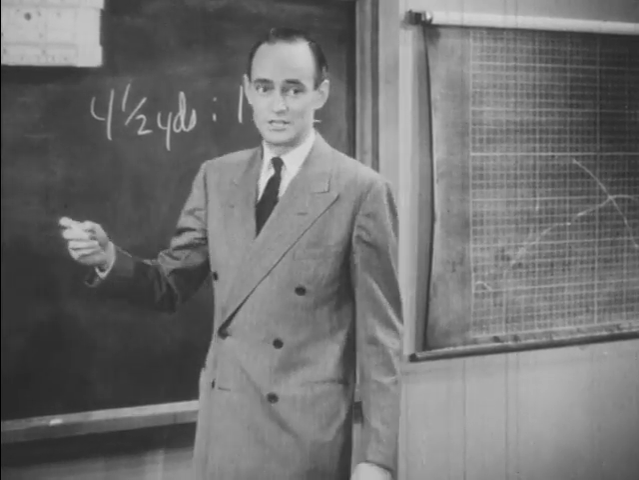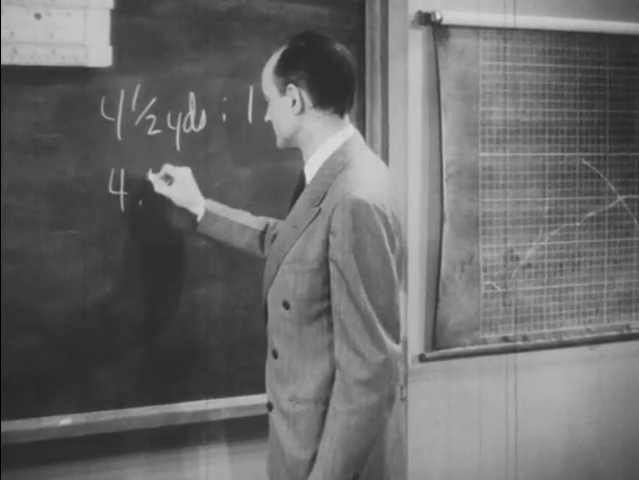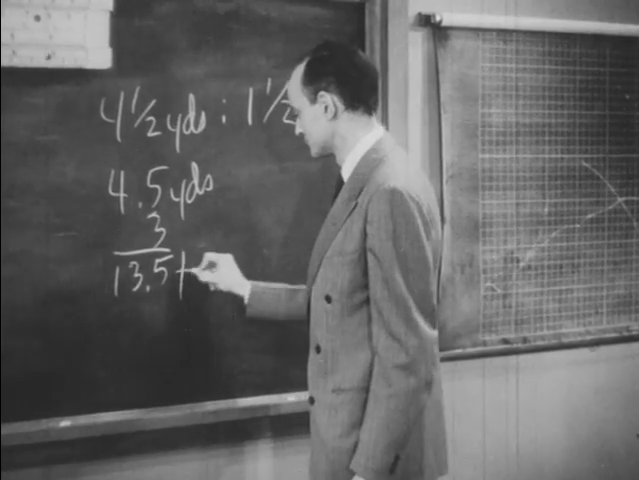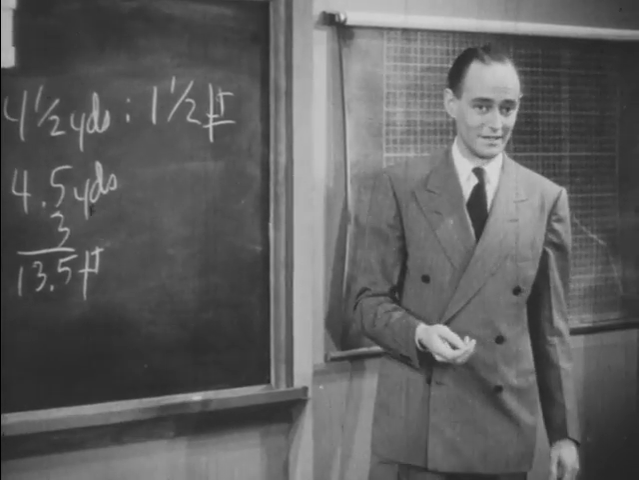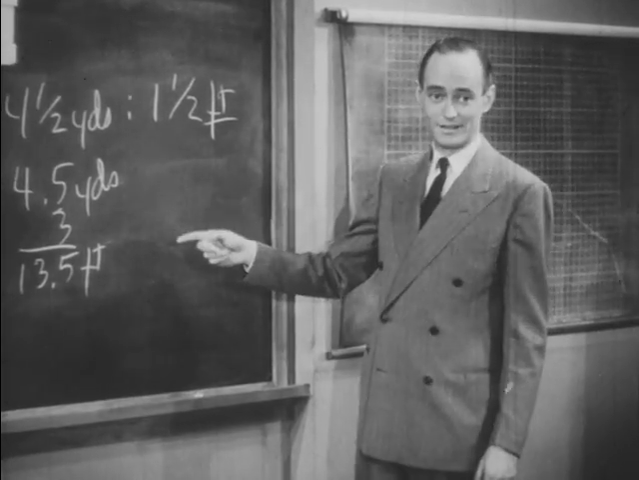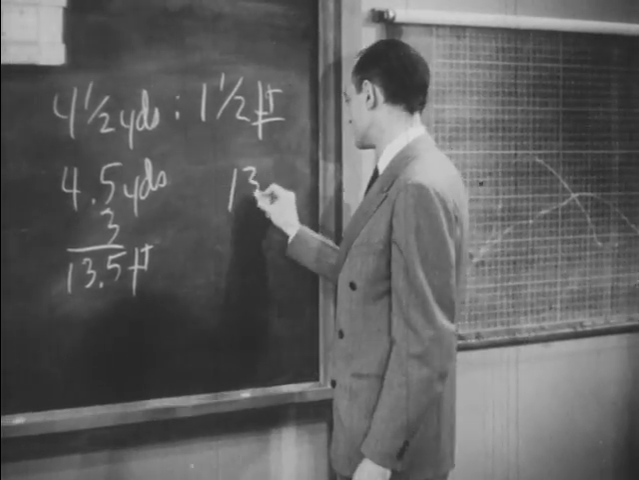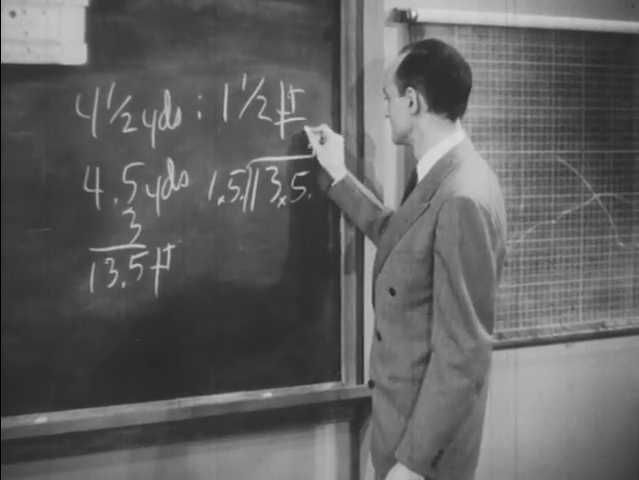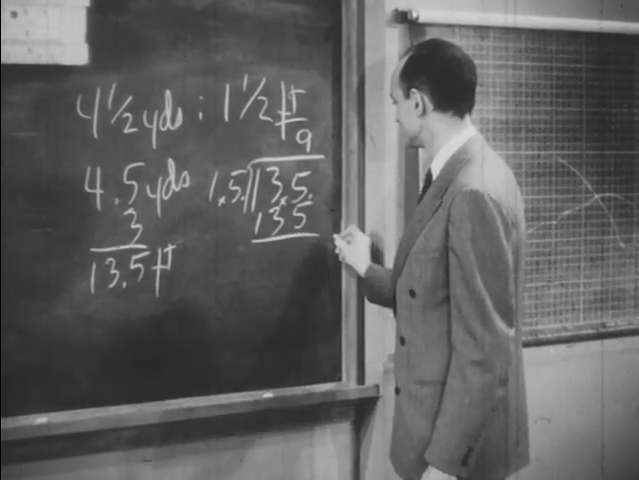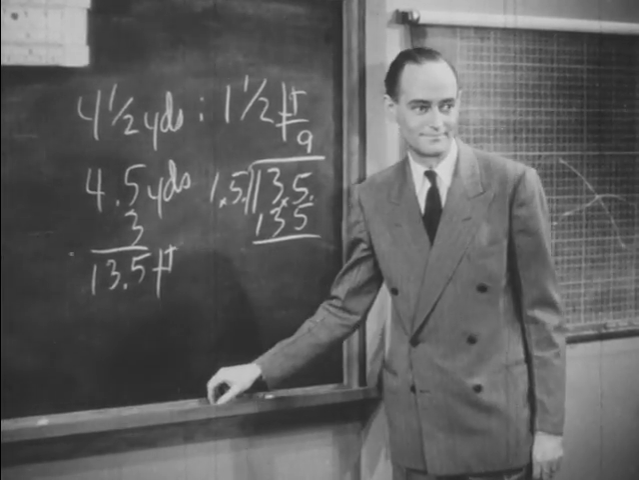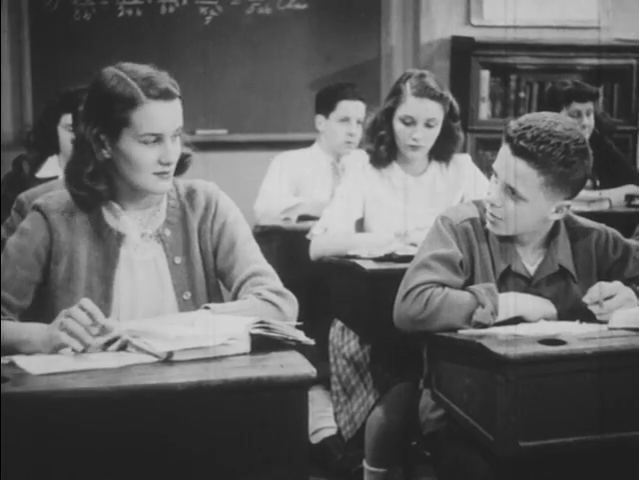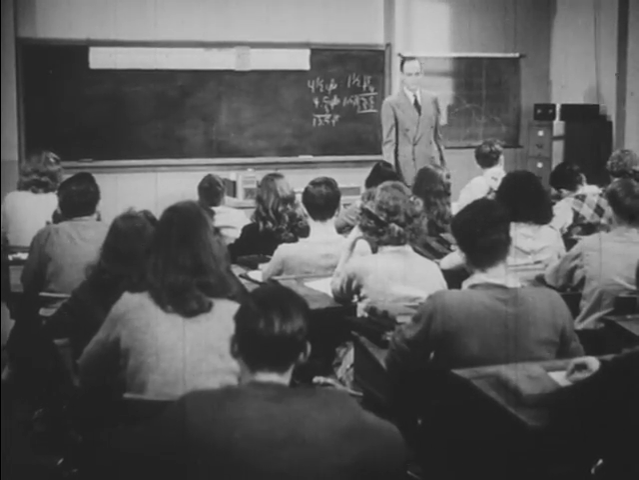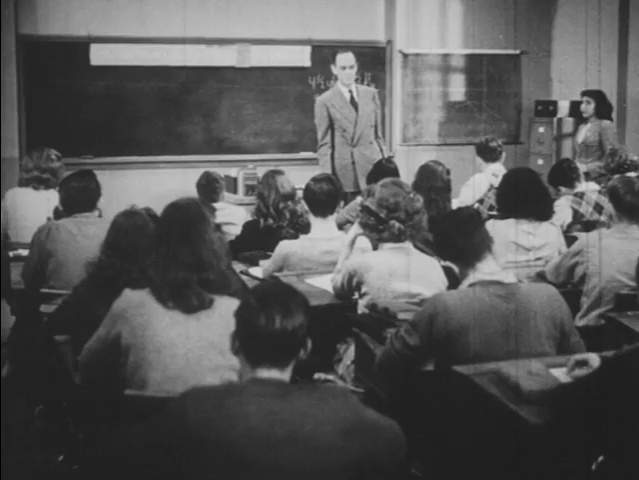First of all, let's change 4.5 yards into feet. That gives us 13.5 feet. And now we can divide 13.5 feet by 1.5 feet. The right answer is 9. Well, I see where I made my mistake. Now, I want you to look over your papers very carefully and see where you made your mistakes. I'll come down the aisles, and if there are any questions, don't hesitate to ask me.